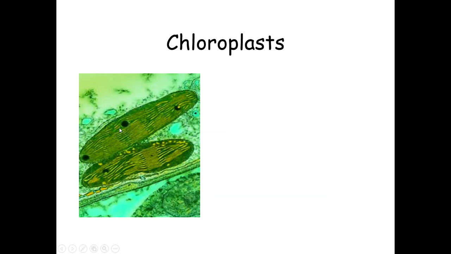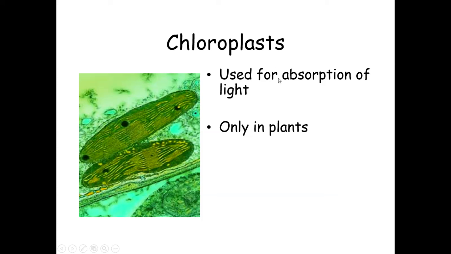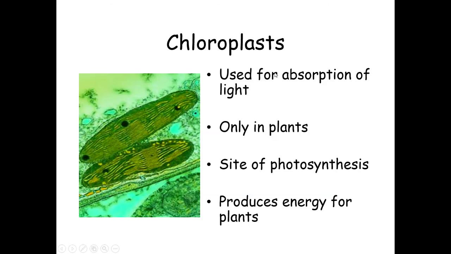Chloroplast. Now these are the green parts in plants. So if you remember from grade 9 or grade 8, it's used for the absorption of light. Okay, it's only in plants, and it's a site of photosynthesis. It produces all that energy for plants, and then we eat the plants, or eat things that eat plants, and that's where we get our energy from. So all the stuff the mitochondria is breaking down comes from this chloroplast. Now, plant cells have mitochondria as well, so plants can eat themselves. They can eat their own energy.